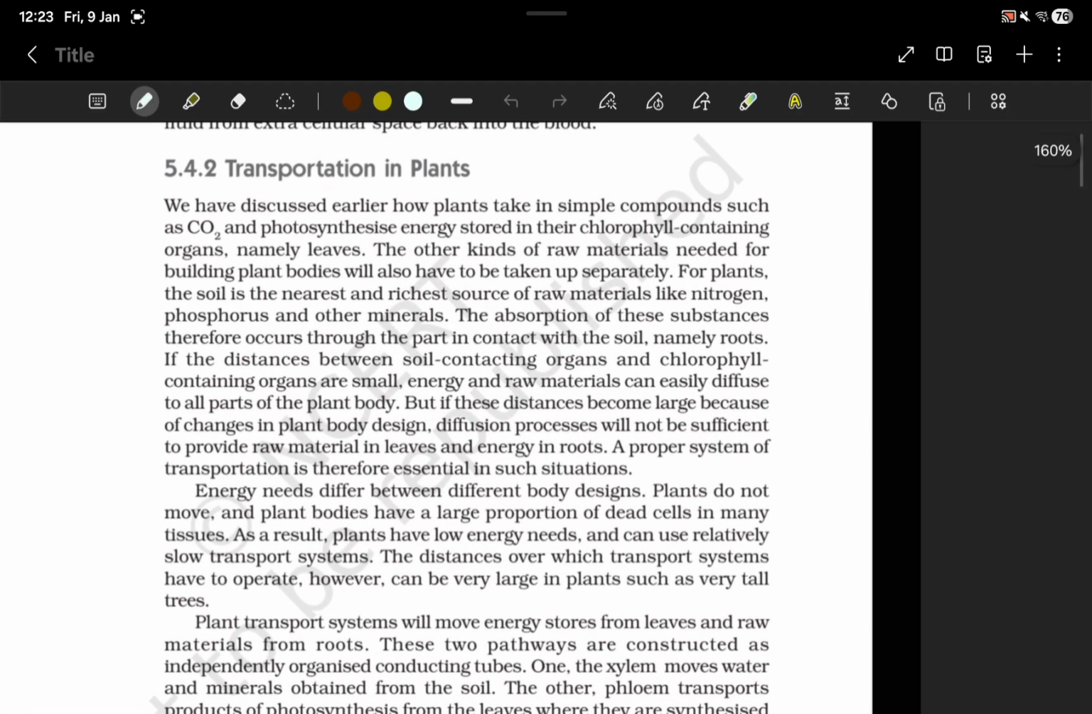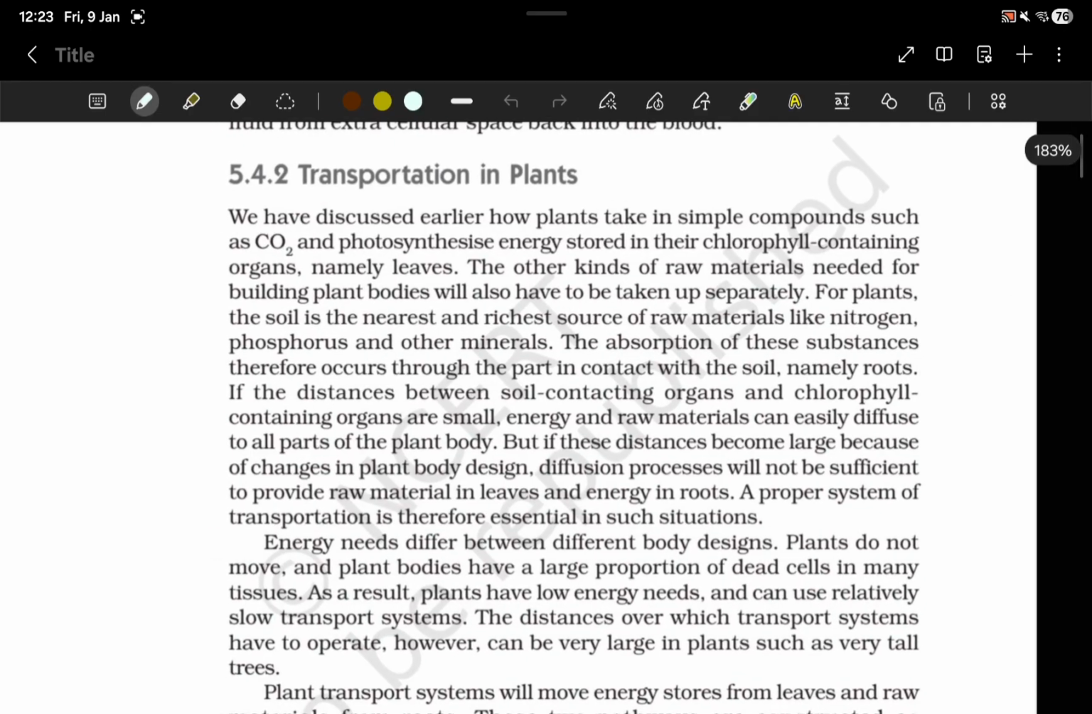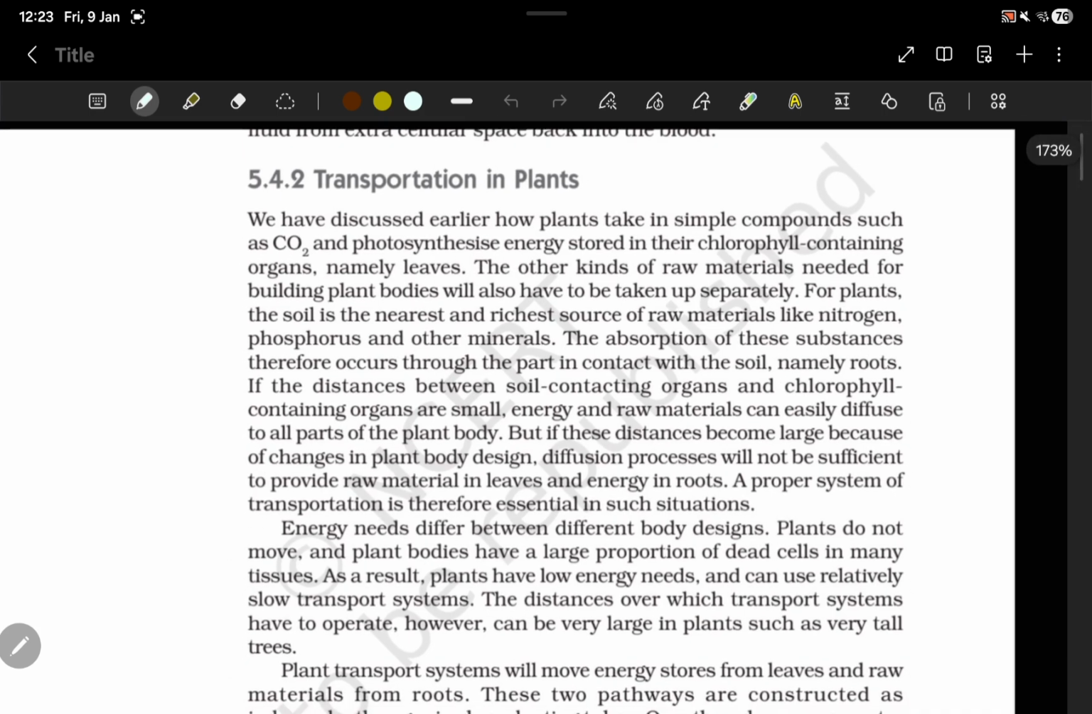We will be understanding the topic by reading it from NCERT. So now let's have a look. We have discussed earlier how plants take in simple compounds such as carbon dioxide and photosynthesize energy stored in their chlorophyll containing organs, namely leaves. So what does this line say?